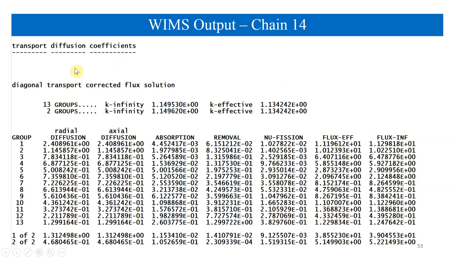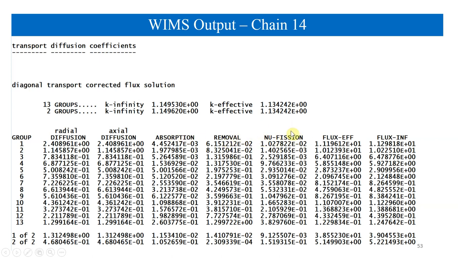Chain number 14 contains the group constants. I choose a 13 group. I have the group constants, the radial diffusion equation, axial. Here I am solving it 2D, so I don't have the difference between radial and axial. It's the same diffusion equation, diffusion coefficient. And I have the macroscopic absorption cross-section and macroscopic removal cross-section. We can subtract them to get the group transfer cross-section.